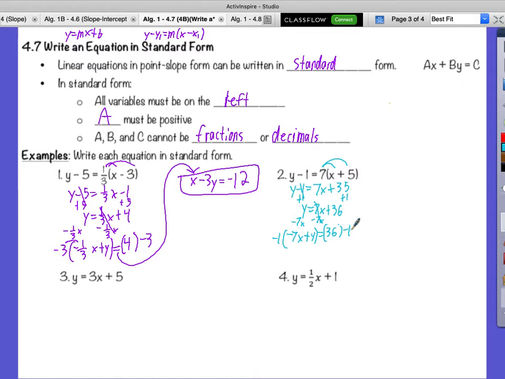So if we distribute this -1 in, is that going to change the actual number value of anything? No, it won't. It just makes everything the opposite sign. So -1 times -7x is what? Positive 7x. -1 times y is -y, and 36 times -1 is -36. So now do we have all the variables on the left? Yeah. Do we have a positive? Yes. And do we have any fractions? No. So we're done.